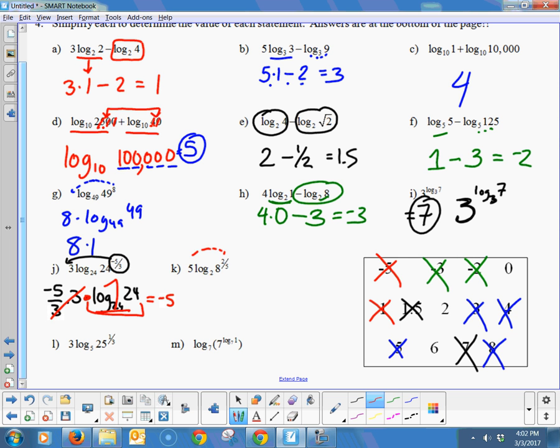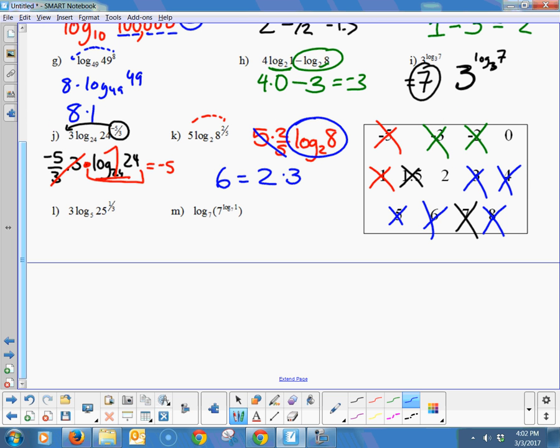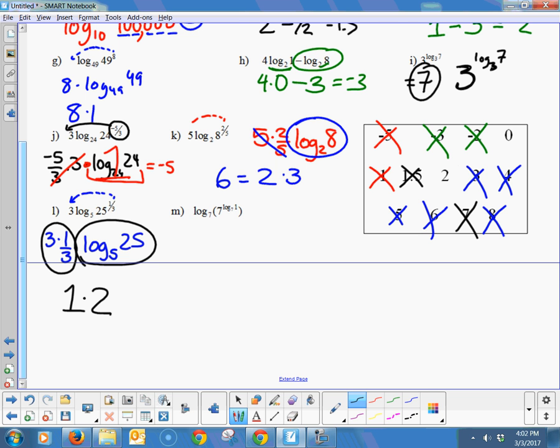Same thing here. I'm going to pop that 2/5 out front. 5 times 2/5 times log base 2 of 8. So 5 times 2/5 is just 2 times log base 2 of 8. 2 to what power is 8? 3. Okay, here, again, I'm into popping those things out. That 1/3 comes out, so it's 3 times 1/3 times log base 5 of 25. 3 times 1/3 is 1. 5 to what power is 25? 2. Final answer is 2.